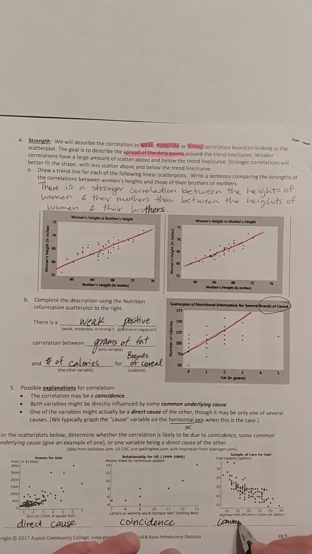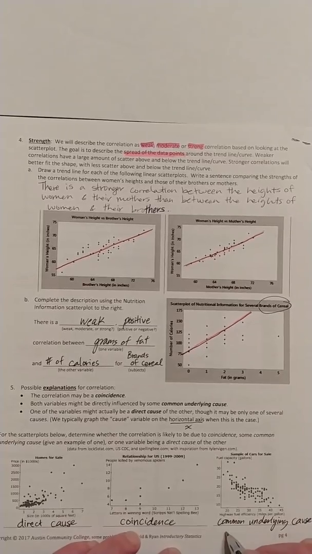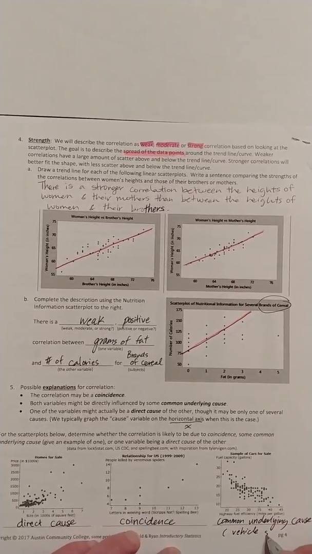So we could say common underlying cause. And then we could say what it is, what we believed it to be, which is the vehicle size.